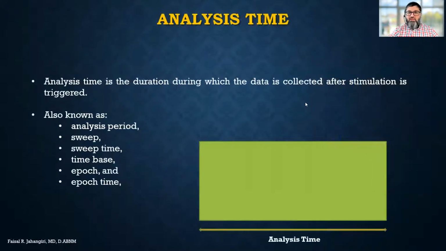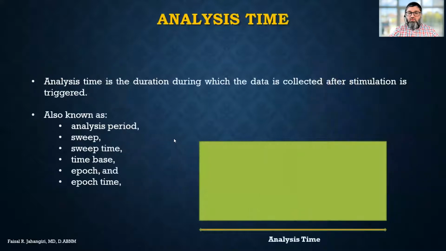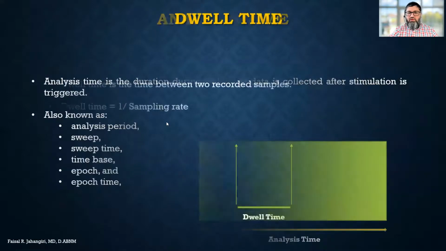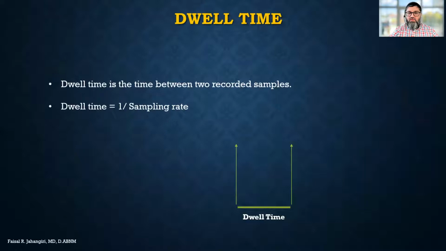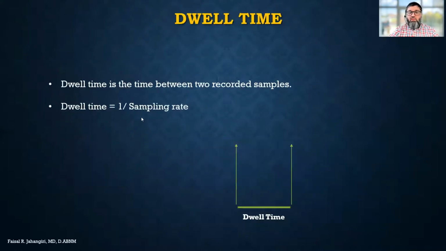So what is analysis time? Analysis time is the duration during which the data is collected after stimulation is triggered. So the total time which we need for recording the data is known as analysis time. The other terms which are used are analysis period, sweep time, time base, epoch, and epoch time. They're all different names, but it is analysis time. So the whole time required to record is analysis time.